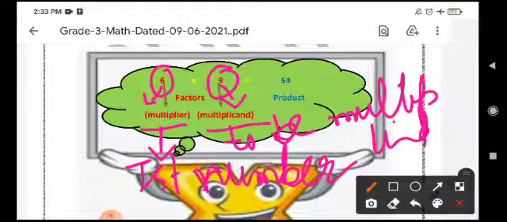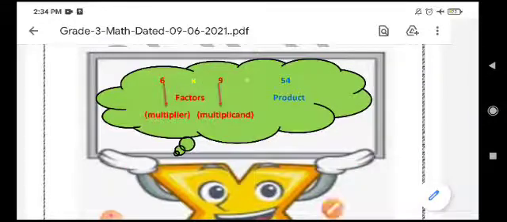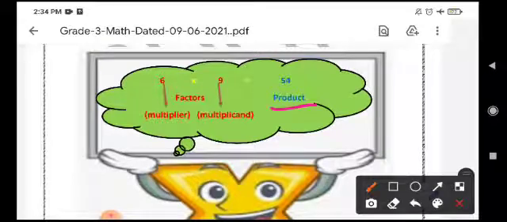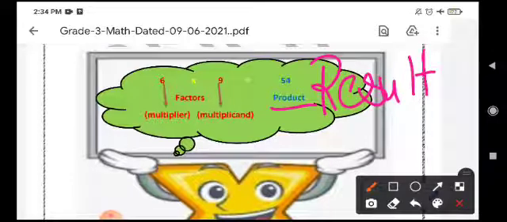Okay, so we know now what factors are. Factors are the 2 numbers that are multiplied together in case of multiplication. And the first factor is called multiplier because it is the number with which we multiply. And the second number is called multiplicand. It is the number to be multiplied. And you know, at last the result you get is called what? It is called product. Product means the answer. Product means the result that you obtain by multiplying multiplicand and a multiplier.